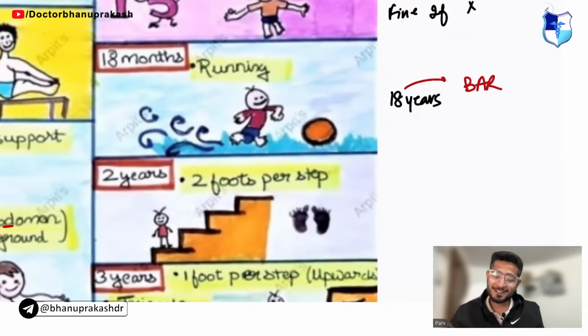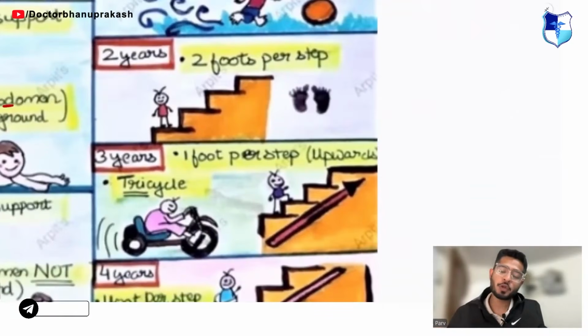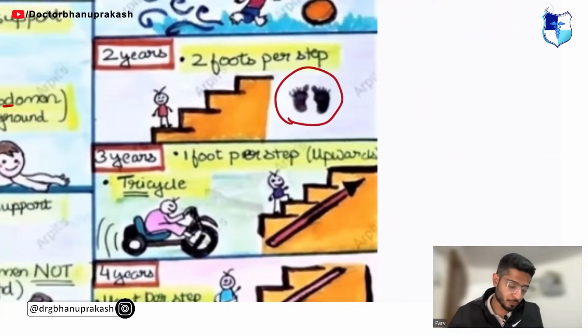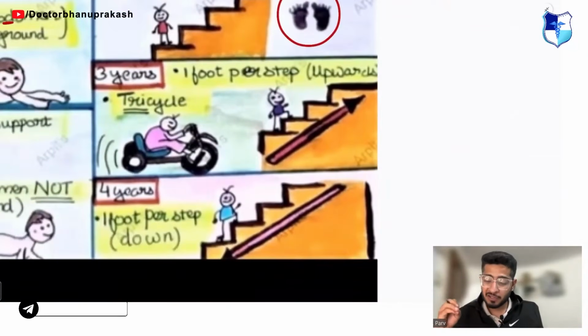Yeah, so 18 years is something which you have to remember like this. Okay, so 18 years and a bar is going to be there. Then 2 years. 2 years means 2 foot per step. So whenever you see 2 foot, you will have 2 foot on a single step. This is 2 years.